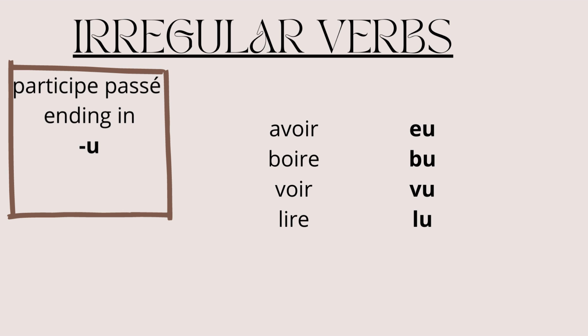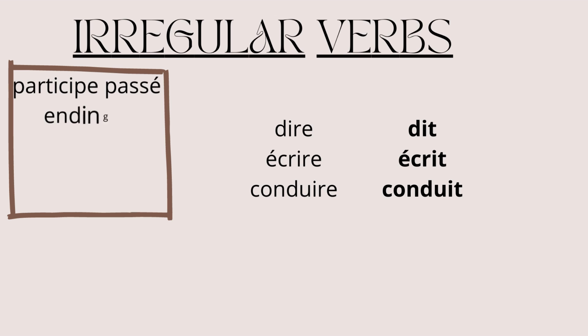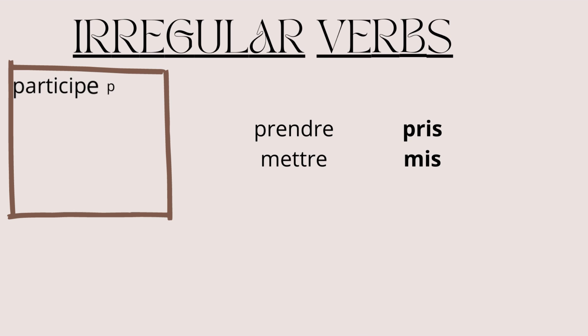We have more irregular verbs. We have irregular verbs whose participe passé ends with an IT, so verbs like dire, écrire, conduire. You have dit, écrit, conduit. Those are the participe passé. Now we have other participe passé ending in IS, for example, prendre and mettre. You have pris and mis as the participe passé. So, you want to say, I put my bag on the table: J'ai mis mon sac sur la table.